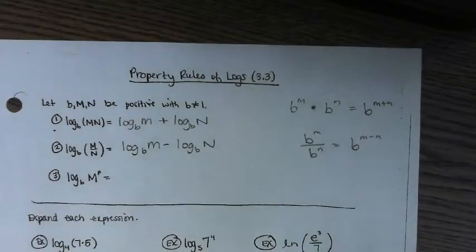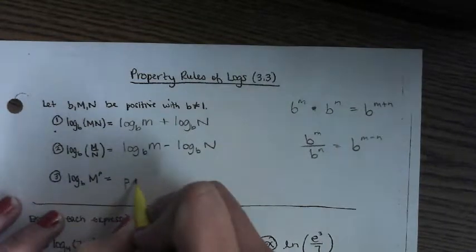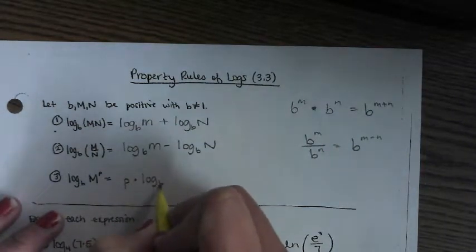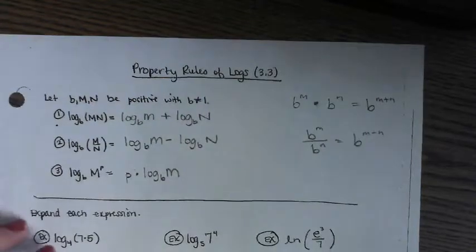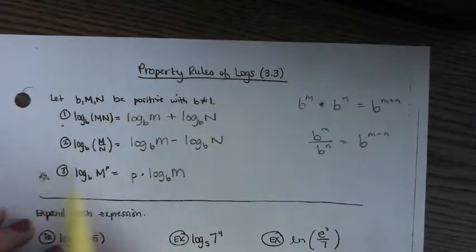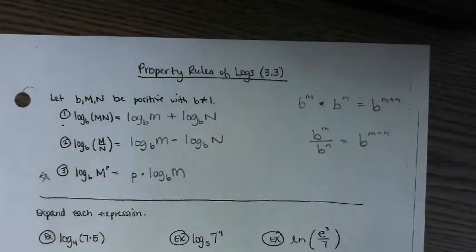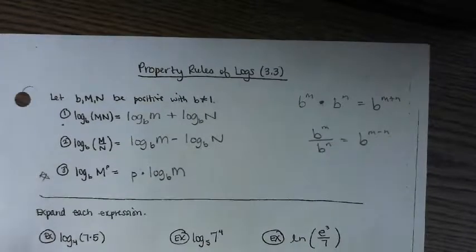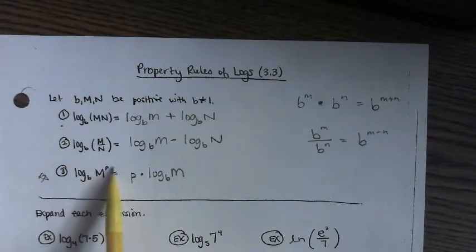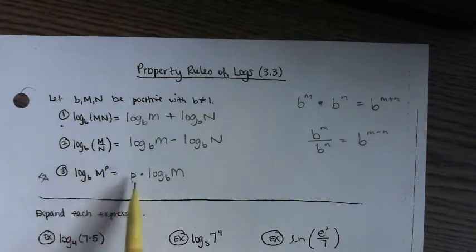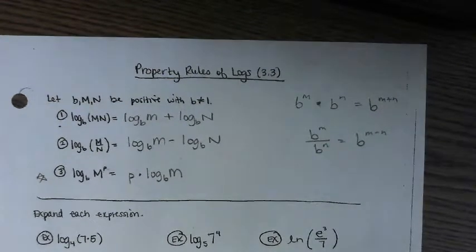And how about the last one? Yep. P times log base b of n. And that one definitely is the most powerful rule, I would say, in the sense that we use it most often. It's the whole reason why we can solve exponential equations. If we have a variable that's locked in an exponent that we're trying to solve for, if we log it, then we can take it out in front so it's not locked in the exponent anymore.